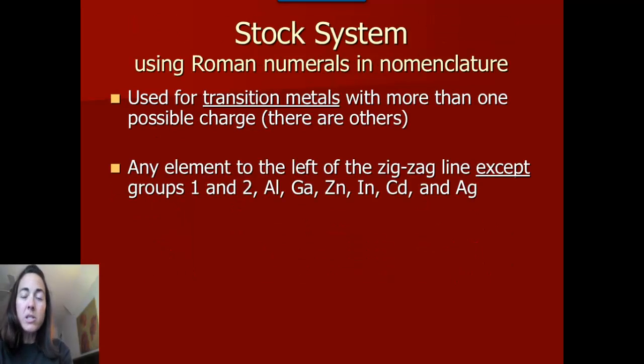Now there's one other rule or system of naming these compounds, and that's called the stock system, or using Roman numerals in the name. This is not used for every ionic compound, but it is used for all the metals to the left of that zigzag line, except for the ones that you see listed here. Group 1 and 2 elements do not need the stock system Roman numeral. Neither does aluminum, gallium, zinc, indium, cadmium, or silver. So that's just going to be something that takes some practice, but let me show you how it works.